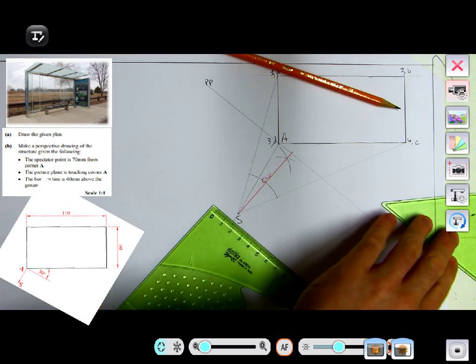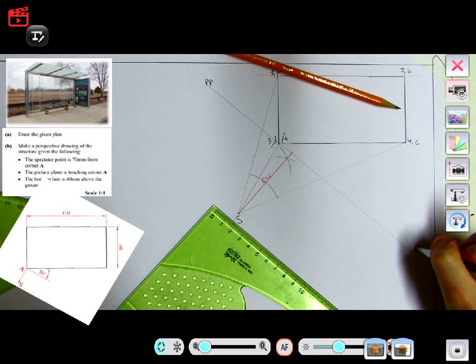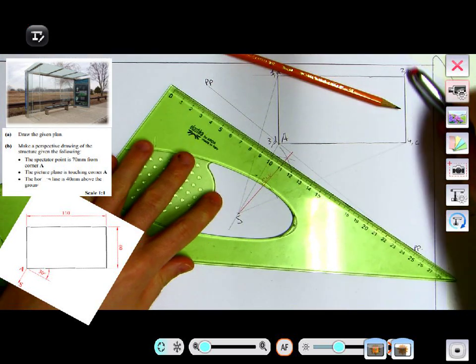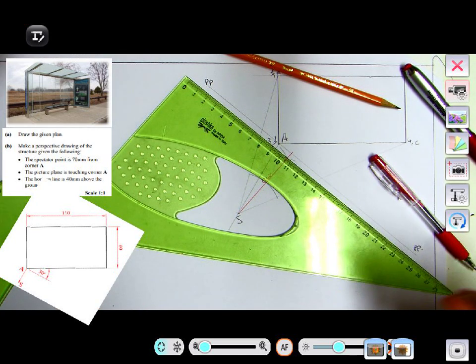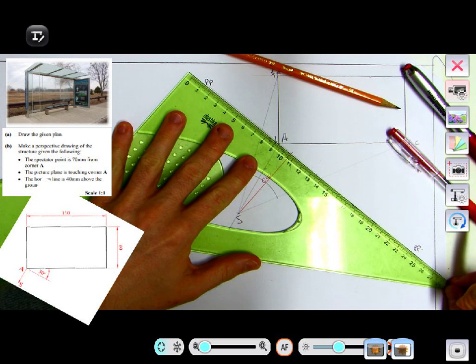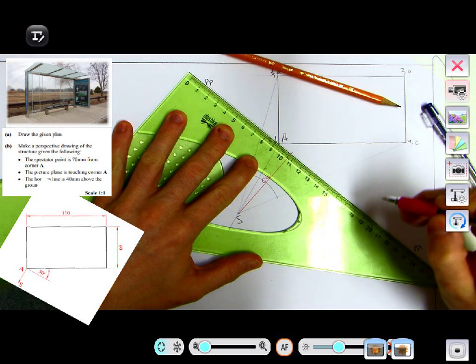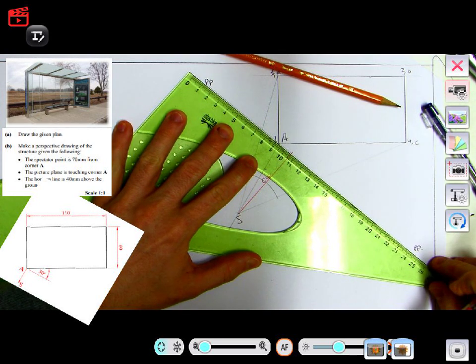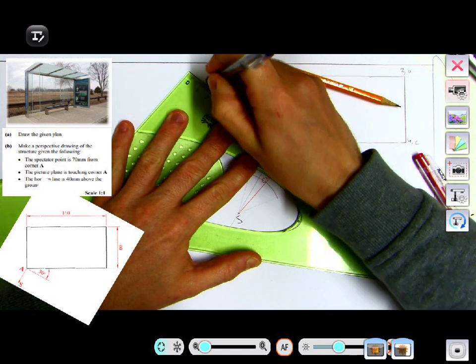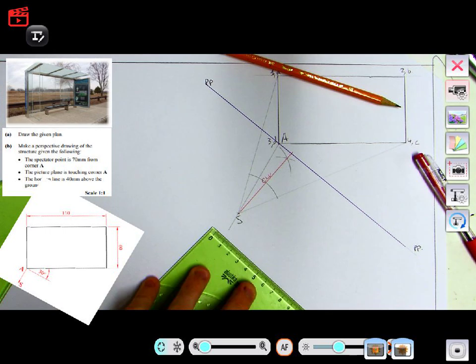PP. Okay, and I'm just going to put the picture plane in a nice blue. Our picture plane is now in blue.